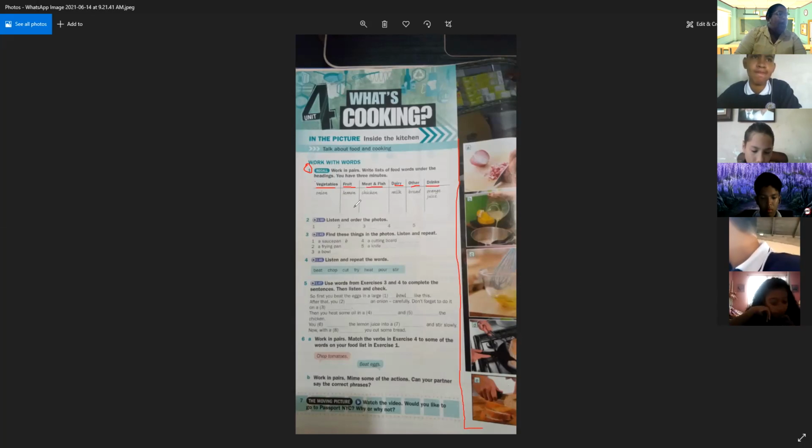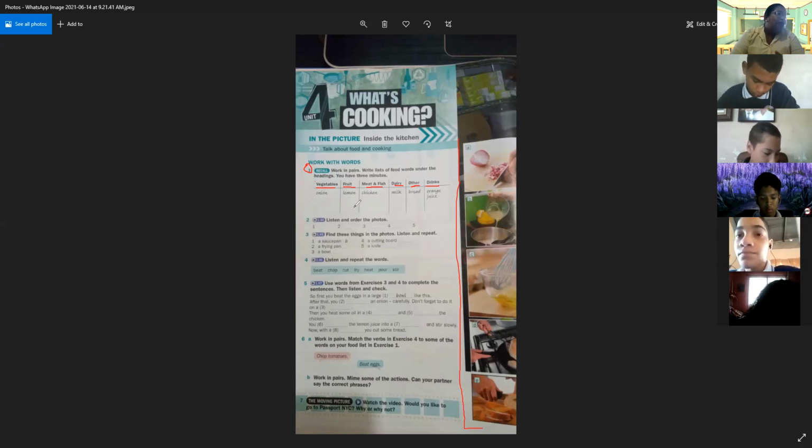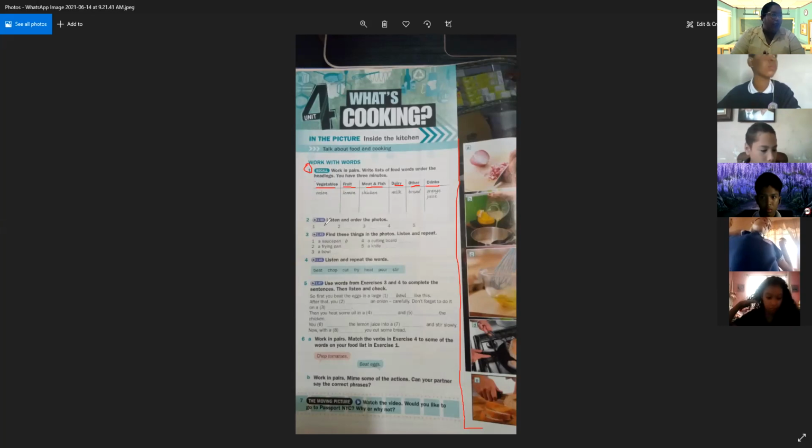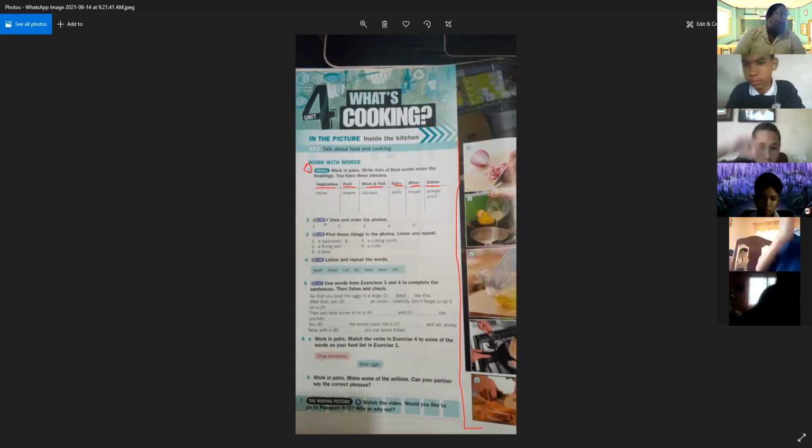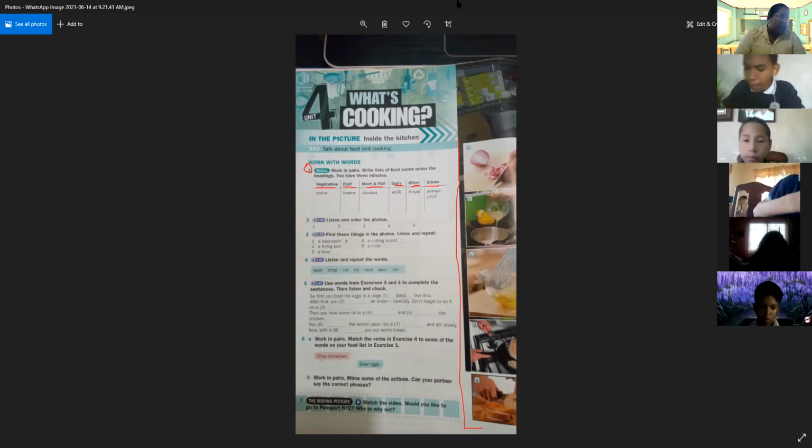Okay? So now you're going to write a list of food words under the headings. You're going to have 3 minutes to complete with 2 or 3 more foods in each category. Okay? Les voy a dar 3 minutos para que completen un poco más este cuadro. Me van a escribir en cada categoría de 2 a 3 alimentos más. Vegetables, fruit, meat and fish, dairy, other, and drinks. ¿Ok?